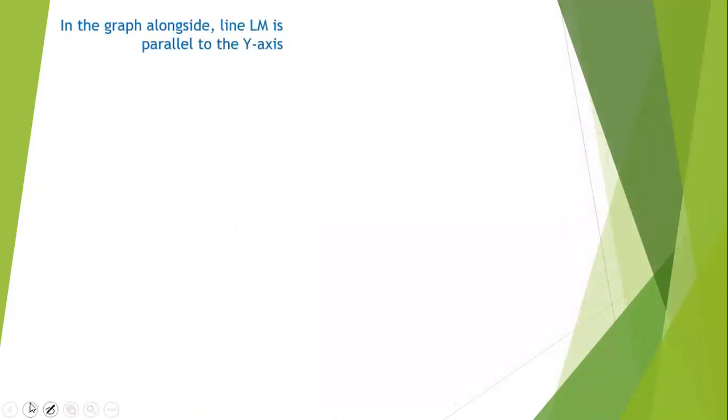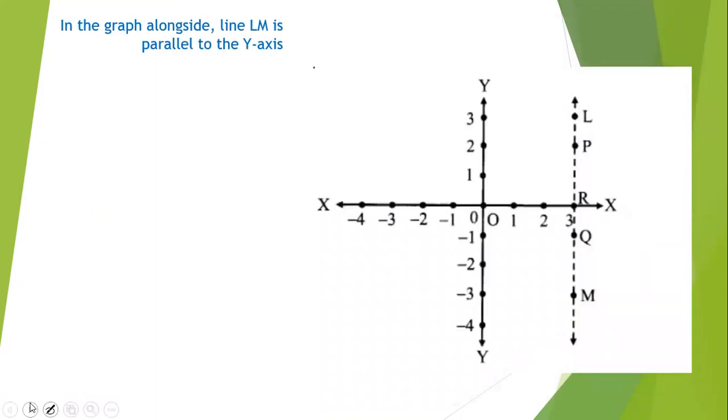In the graph alongside, line LM is parallel to y-axis. So you can see a graph is already given to us and in this graph there is one line and the name of the line is LM. Can you see this line? This line is LM and it is parallel to y-axis. You can see y-axis over here, right? So they have given us that line LM is parallel to y-axis.